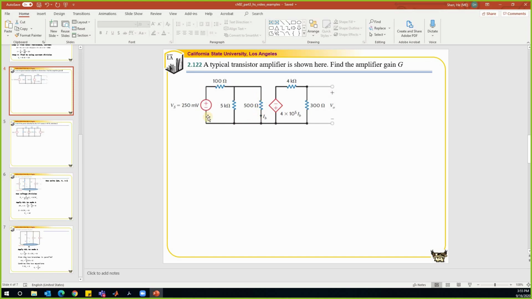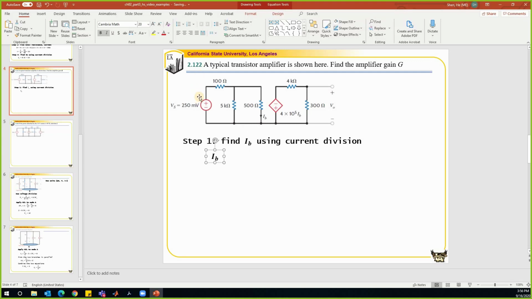If we look at the left hand side only, we'll be able to find IB by using all the information that we have from the left hand side. We're going to find IB first, then we find VO. So step 1, find IB using current division, right? But I don't know the overall current. It's better for me to find the overall current so that I can use the current division. So let's first find out what is the overall current.